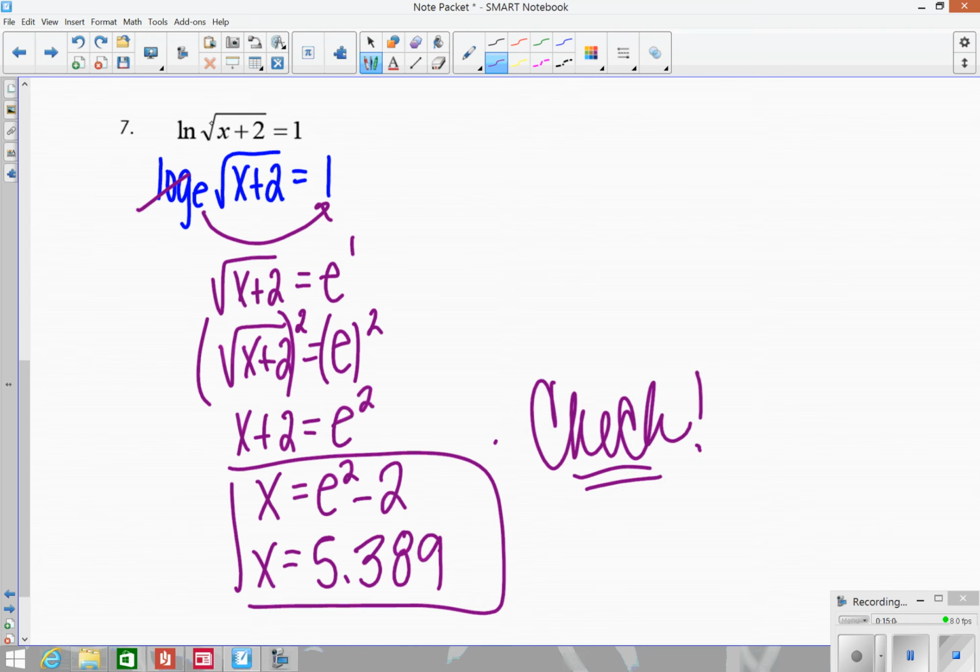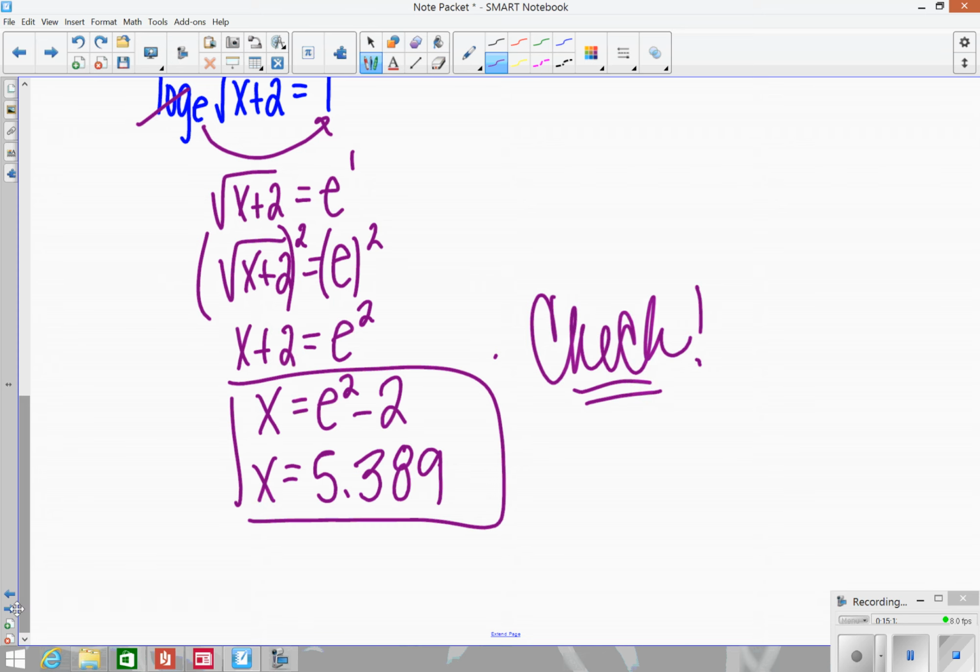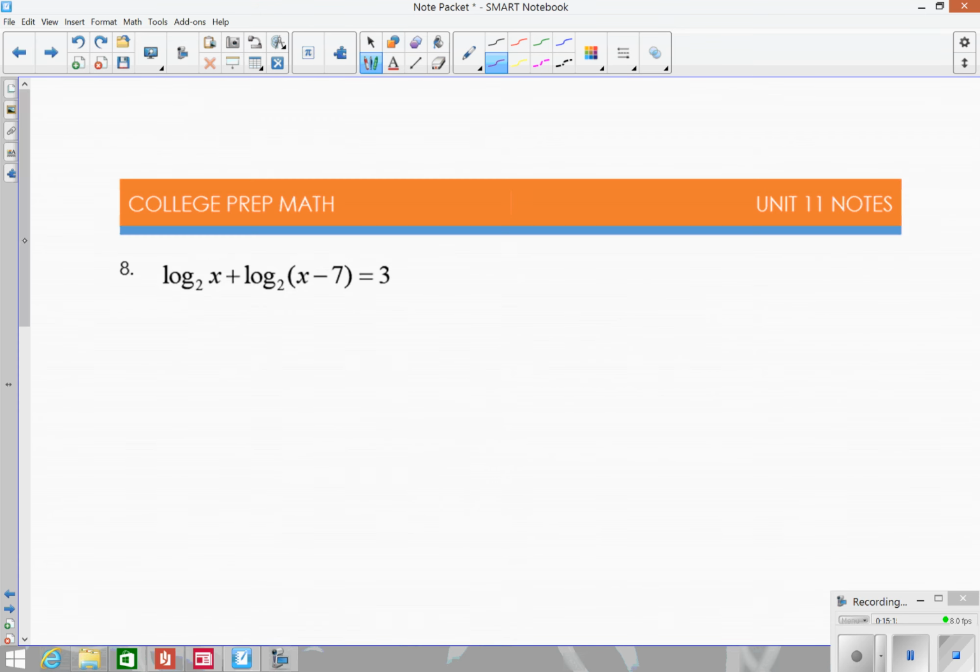When I check this, I wouldn't be taking the log of 0 or a negative, so it works. Also, if you just plug in the answer, you would get 1 on both sides. So just looking at a couple more here.